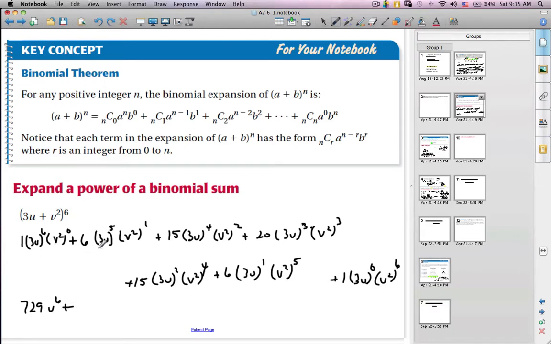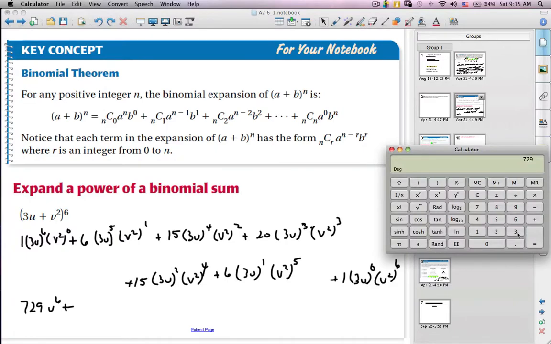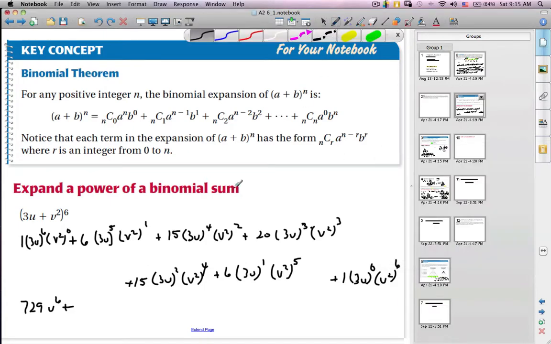Then I'm going to have 6 times 3 to the 5th power. Oh, I got to go back and find 3 to the 5th power. So I'll have 3 to the 5th power is 243. But then I have to multiply it times 6, and I get 1458. A big number. 1458. And u will be to the 5th power. And v squared to the 1st power is v squared.